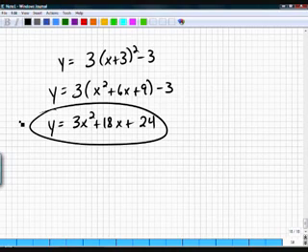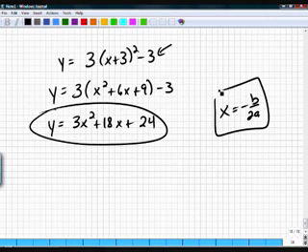Again, in that form, we could factor it to find our 2 intercepts. We could use the quadratic formula to find our 2 intercepts, or we could write it back in this form. For the vertex, we could use x equals negative b over 2a. That's an important formula. Need to know that one.